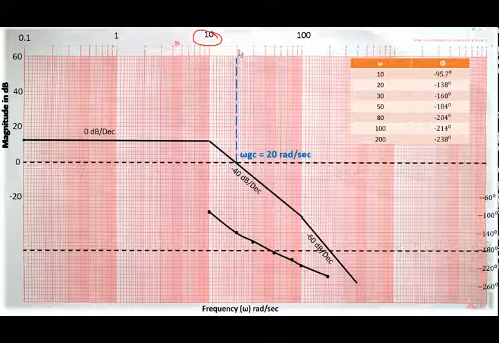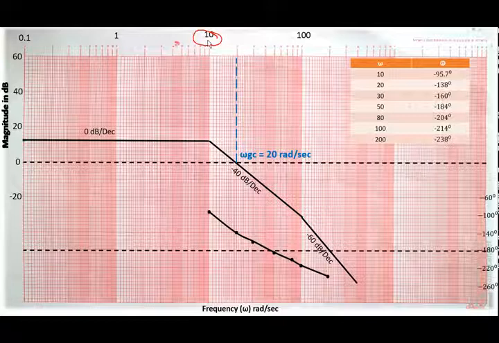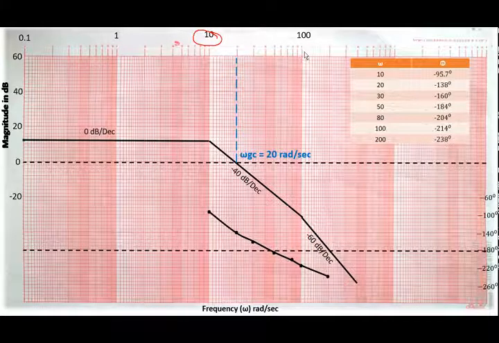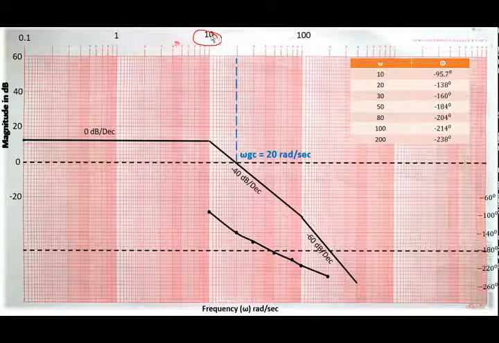It is nearer to 2, so we can consider it as 2. If this is 10, the divisions of this decade will become 10, 20, 30, 40, 50, 60 up to 100, because one decade is a multiplication of 10. So from here to here there is a multiple of 10. So if this is 10, it will become 20, 30, 40, 50, 60. Here it is 11, 12, 13, 14, 15 like that. So this frequency indicates 20 radian per second.